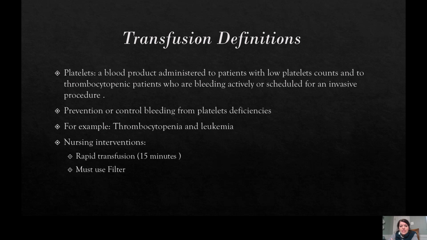So we know that platelets, if we're just giving platelets, we would be giving them to patients with low platelet counts, which means that they are going to have some problems with clotting. They're thrombocytopenic, and they're either bleeding actively or they're going to be having a procedure where we are expecting them to bleed. So we need for their platelet count to be normal so that the body can go through those normal mechanisms of action in regards to clotting. So, for example, thrombocytopenia and leukemia are examples of when these are given.